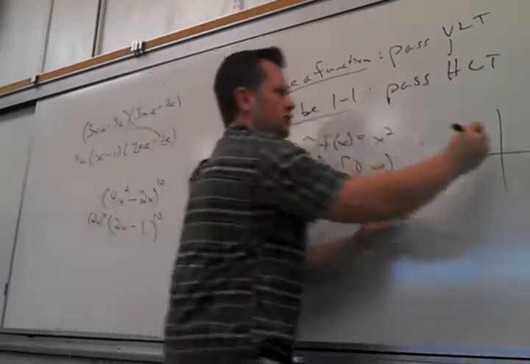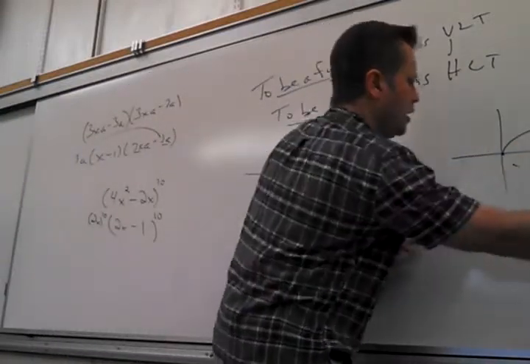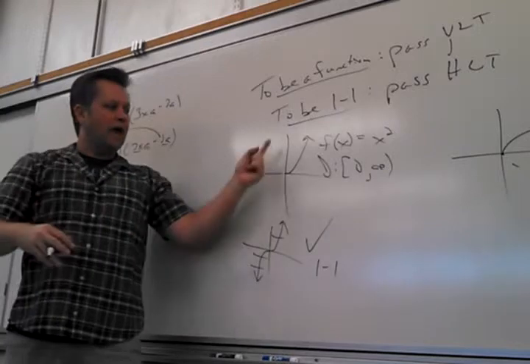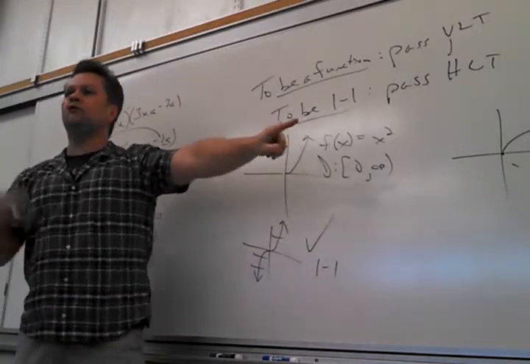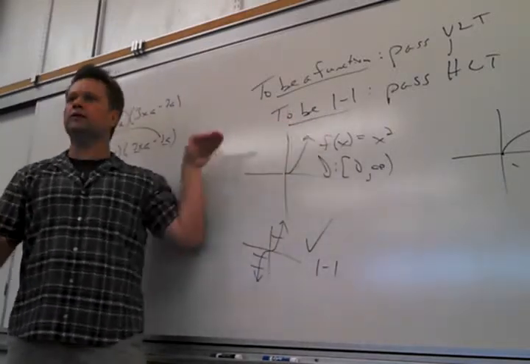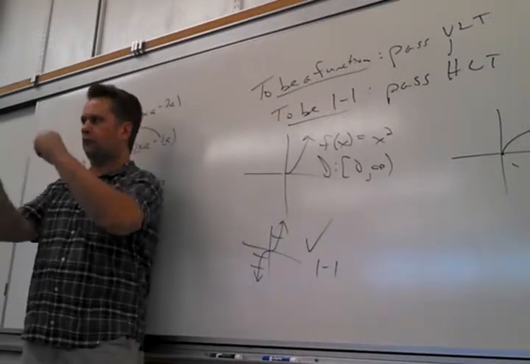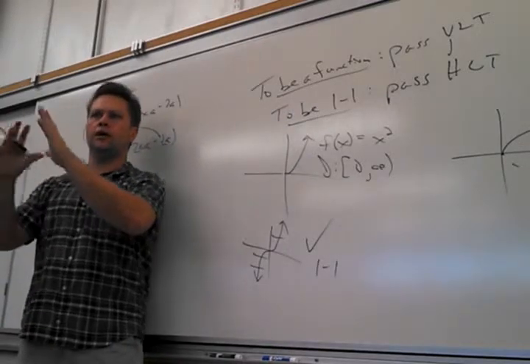A square root is a parabola that's lost half of itself, because it had to lose half of itself to even be invertible, to pass a horizontal line test. That's an awesome way to look at it. So there are a couple problems in the homework that talk about that.